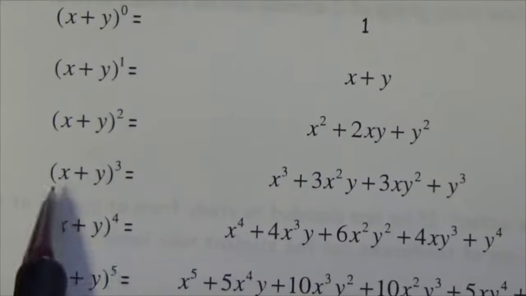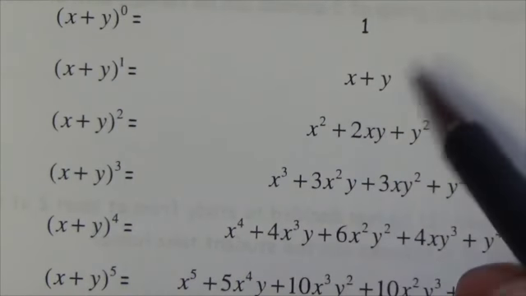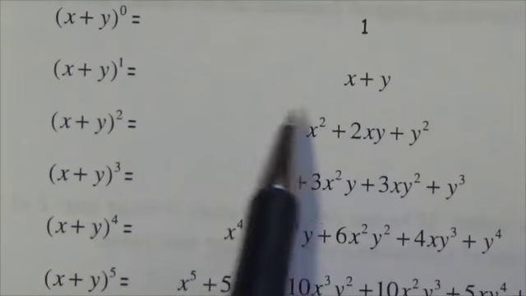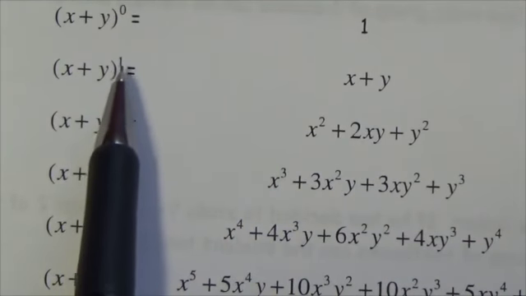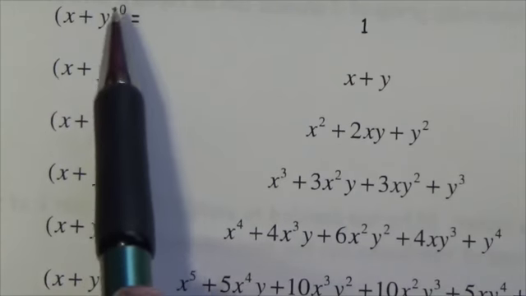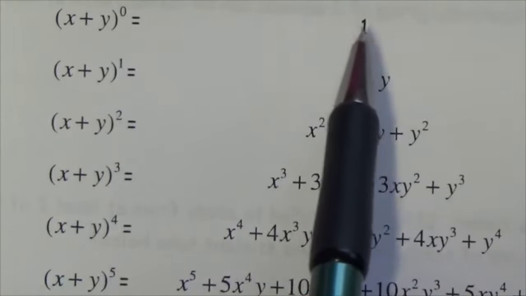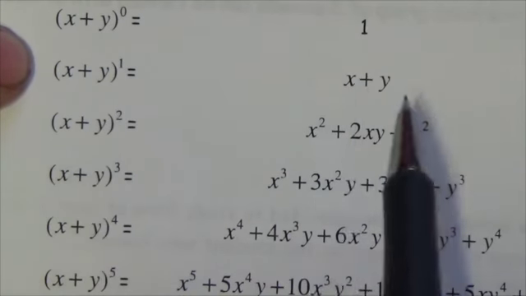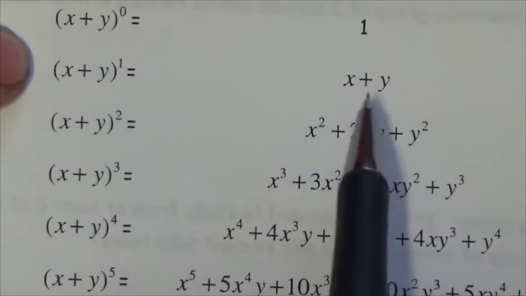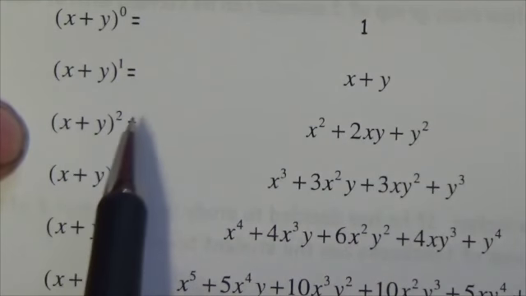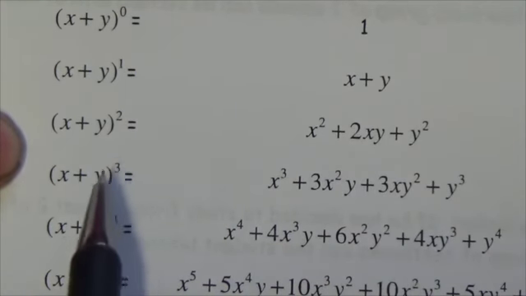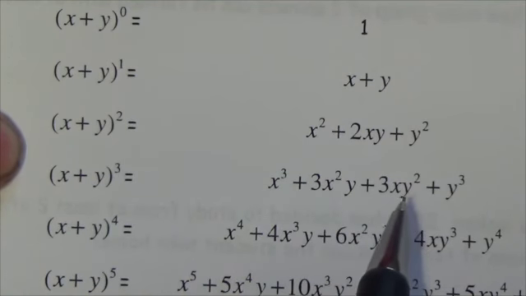Now, x plus y cubed. Now we're starting to get a bit of a pattern here. Notice what's going on. The exponent on the binomial was 0, and the degree of this term is 0. The exponent on this binomial is 1, and the degree for every term here is 1. The exponent here is 2, and the degree on every term here is 2. The exponent here is 3, and the degree of every term here is 3.